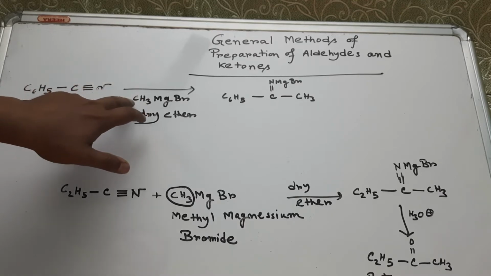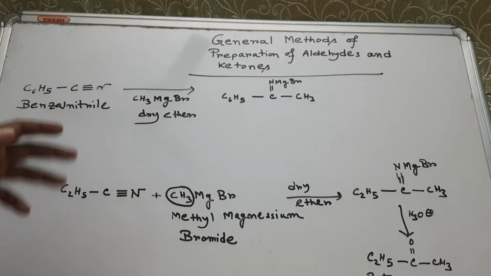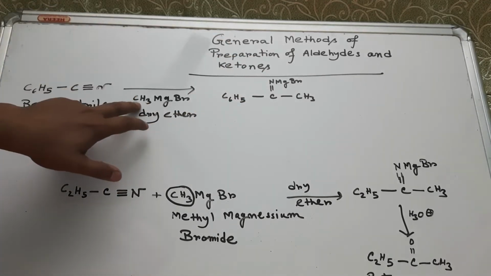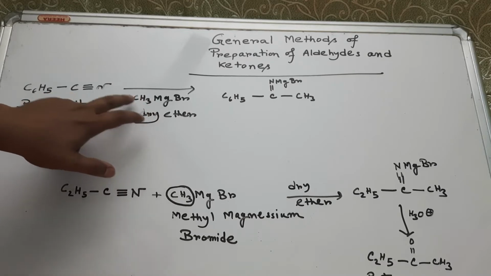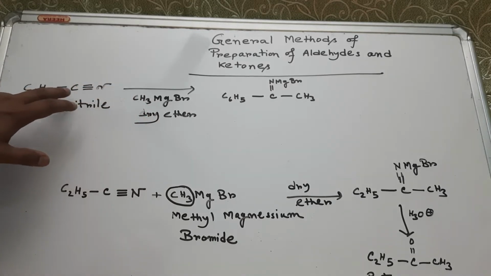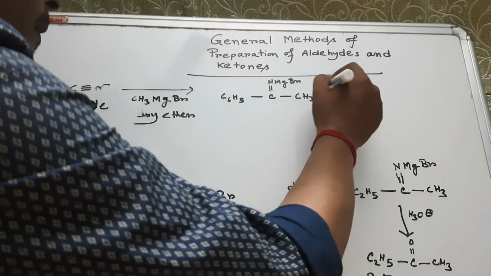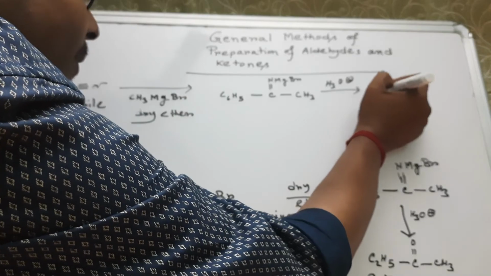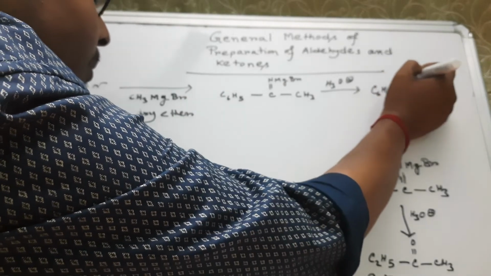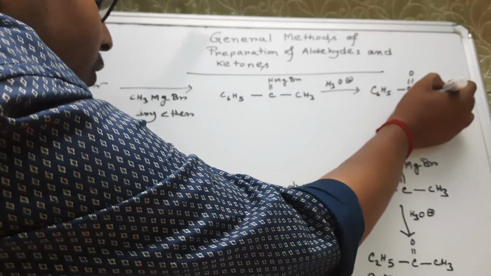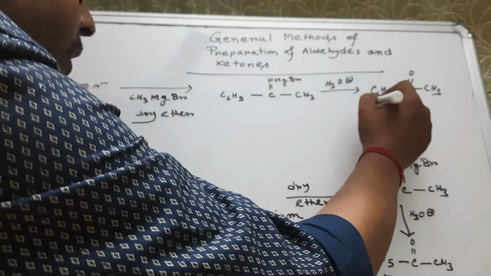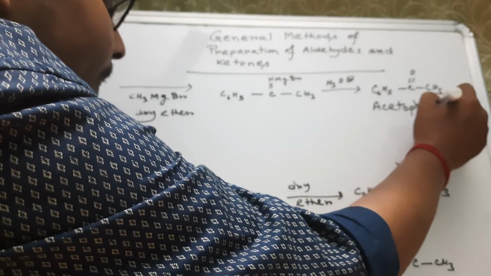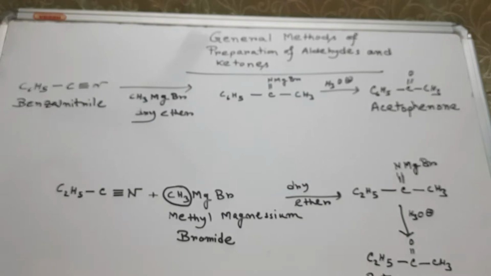Okay, so the CH3 group or the alkyl group of the Grignard reagent will be migrated to the nitrile carbon, remember. So in both the cases a ketone will be formed. This is called acetophenone.